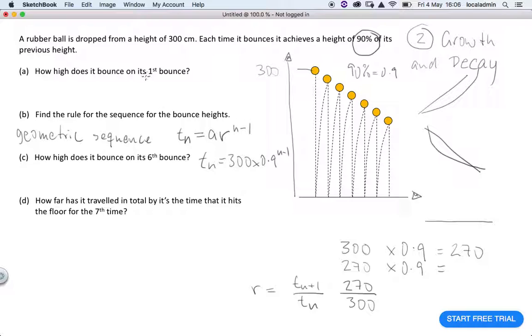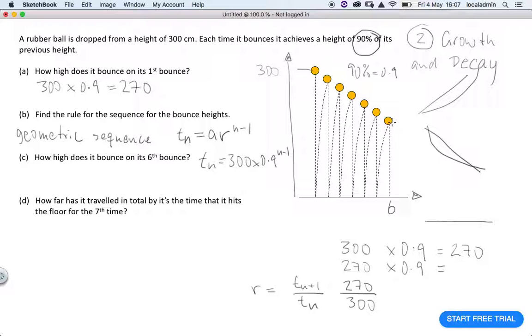How high does it bounce on its first bounce? So we're going all the way down, and as we bounce up, we reach 90% of our previous height, which is 300 times 0.9, which equals 270. Now, how high does it bounce on its sixth bounce? So that's 1, 2, 3, 4, 5, 6. So that's number 6 here. That's the 6th bounce, coming up.